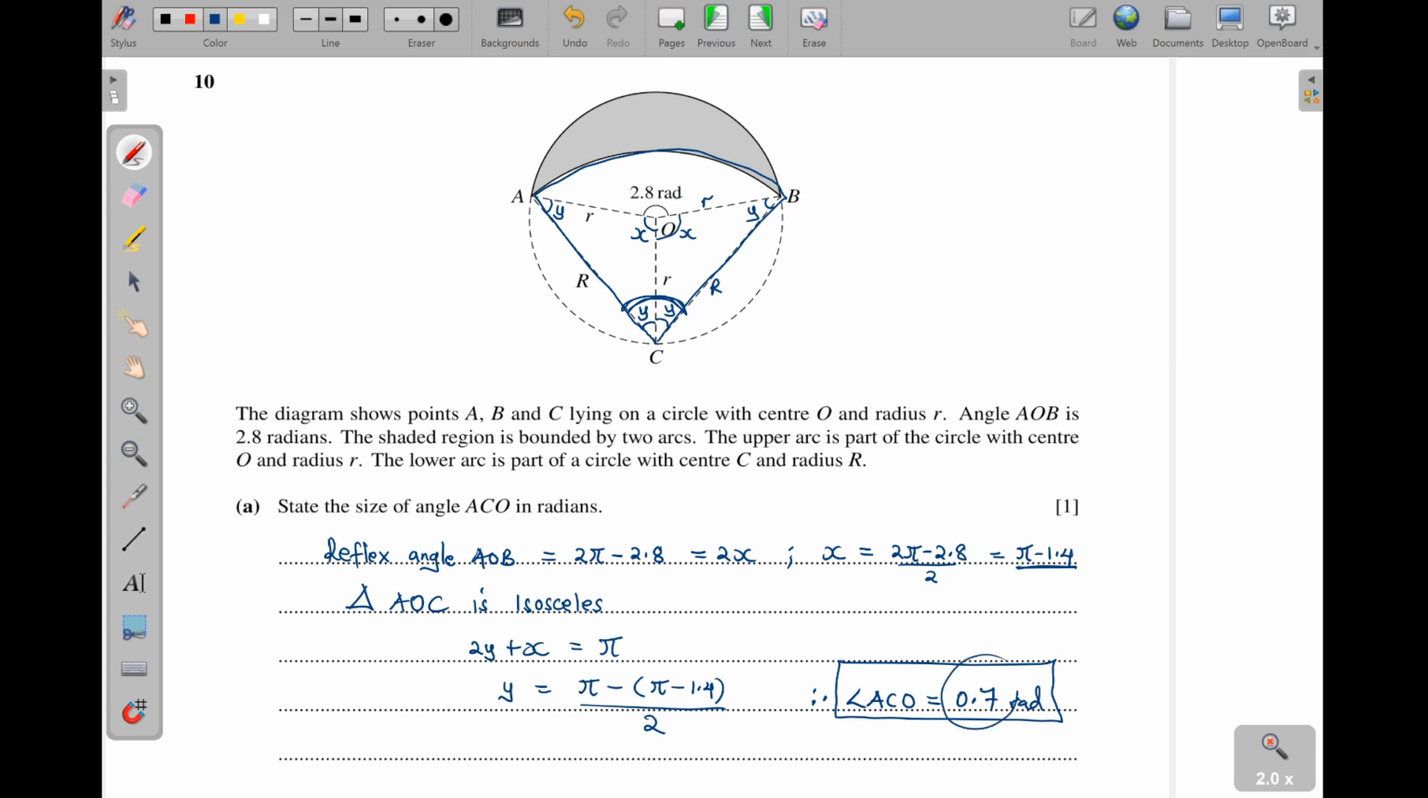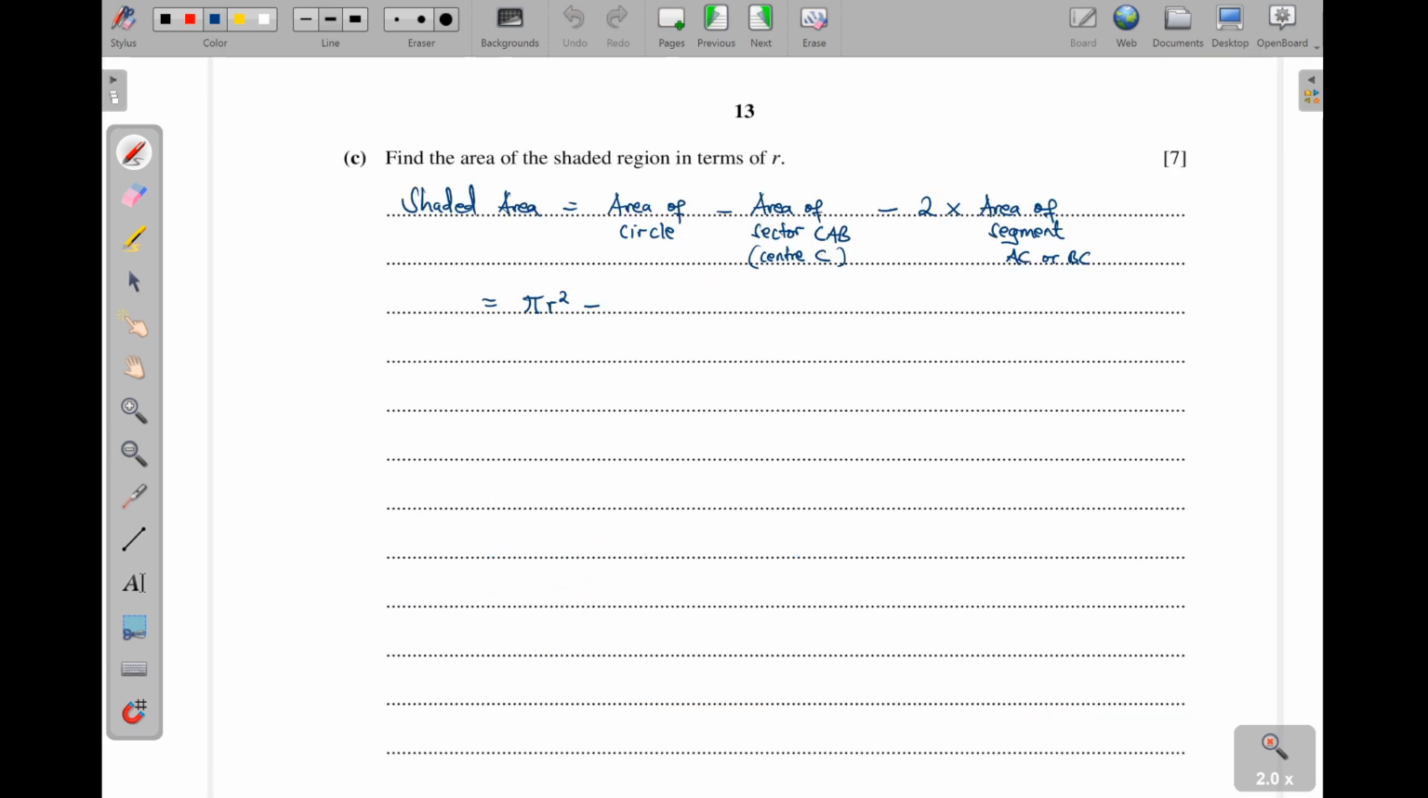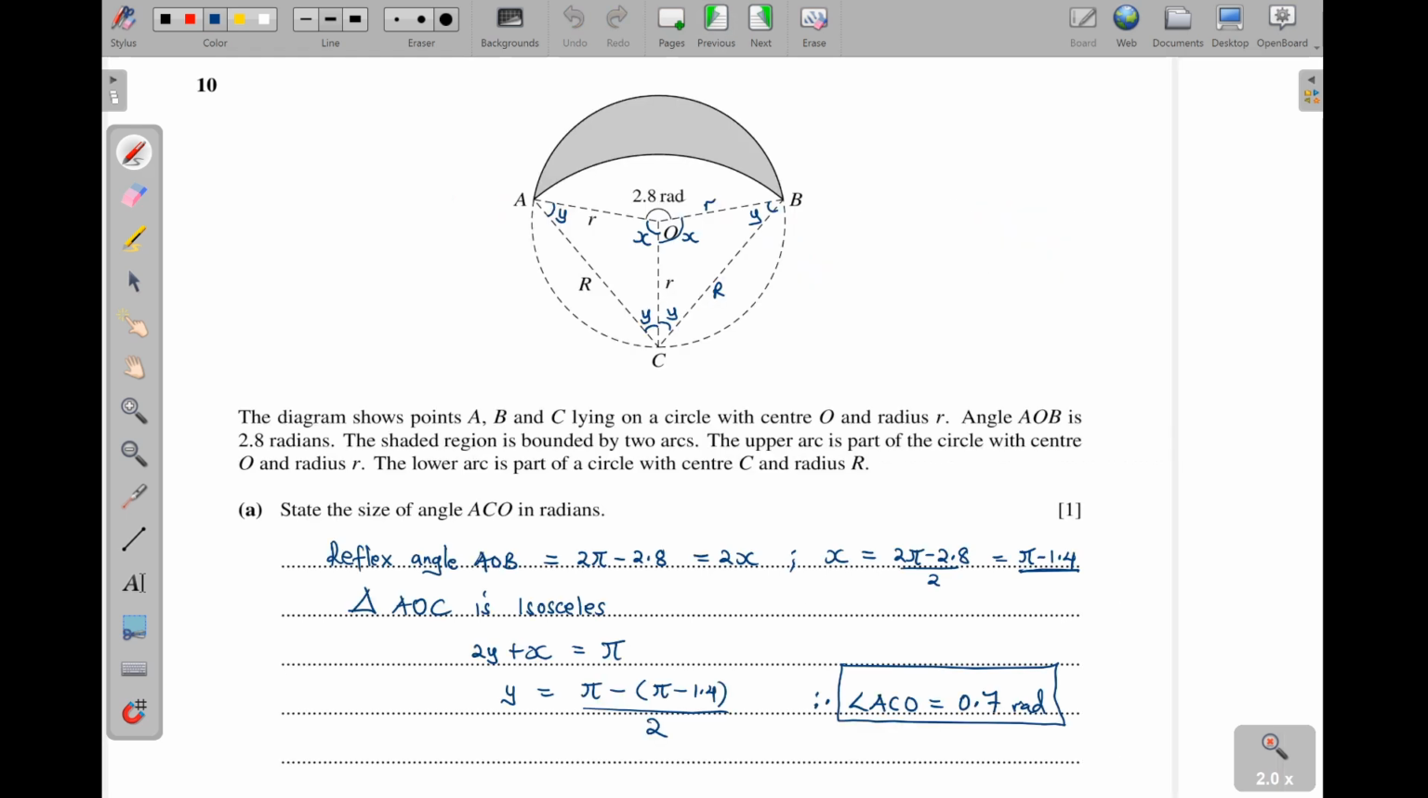But y, we have it as 0.7. So 2y will be 1.4. Are we there? Okay. Then its radius is this capital R. So when we go back here, we shall say it is a half, then capital R squared, and then the angle is 1.4. Then minus the area of the segment. We have to get area of the sector. This is the segment. So I'll need area of this sector, then minus area of this triangle here.